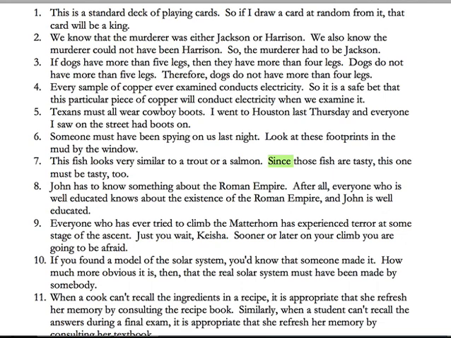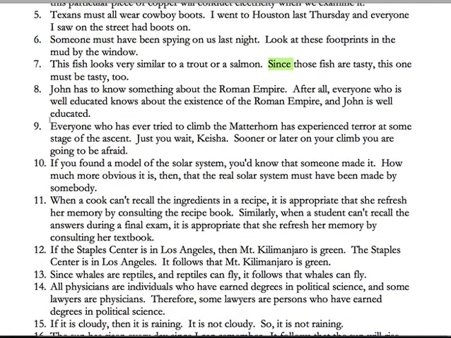This fish looks very similar to a trout or salmon. Since those fish, trout or salmon, are tasty, it follows that this one must be tasty too. Number 8.